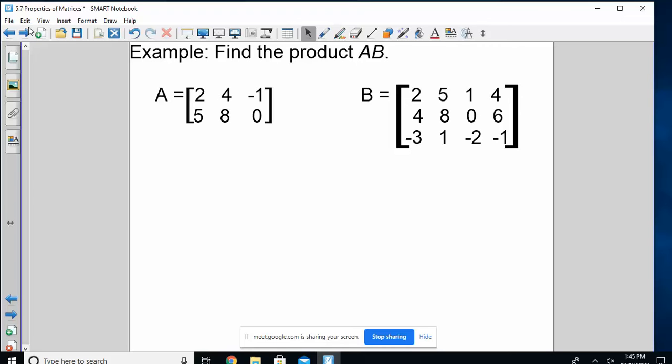And the last one. This is row 2, column 4. So row 2 times column 4. 5 times 4 is 20. 8 times 6, 48. 0 times negative 1 is 0. We get 68. So that is our final matrix. Questions?